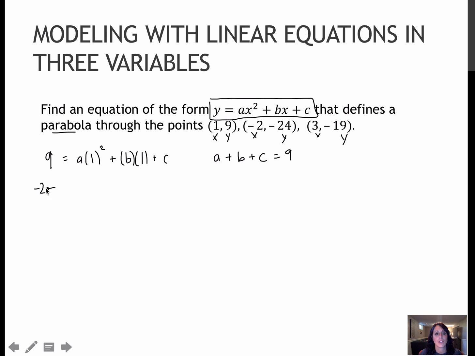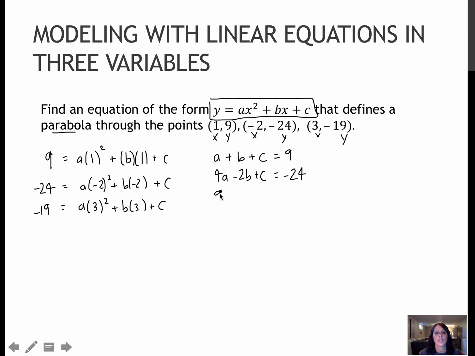Doing the same thing for the second one, y is negative 24, x is negative 2. And that gives me 4a minus 2b plus c equals negative 24. And same process for the last one. y equals ax squared plus bx plus c. And that gives me 9a plus 3b plus c equals negative 19.